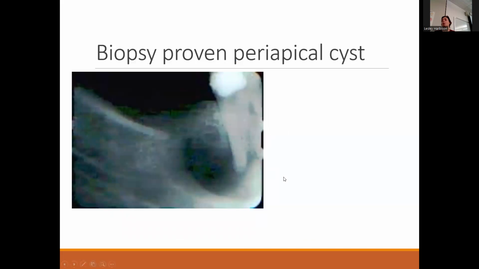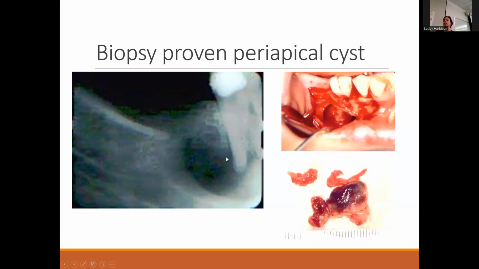So this is a horrible quality x-ray, but here's a large cyst here. And then in the next picture, you can see they excised it and it just comes out like a big old little alien blob of tissue. And then they would biopsy it to see what is inside of it.